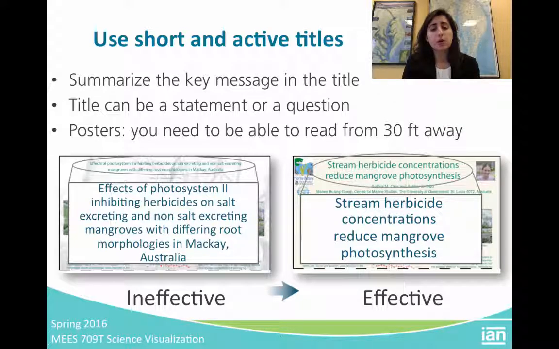So having an active title that actually says the key message is much more effective. So if we read the second title, which is we've edited this title of a real poster, Stream herbicide concentrations reduce mangrove photosynthesis. Okay, that tells me flat out, what does this mean? Mangrove photosynthesis is being reduced. I know that's bad. Herbicides are reducing it. Okay, why? I want to know. So I'm going to keep reading and find out.